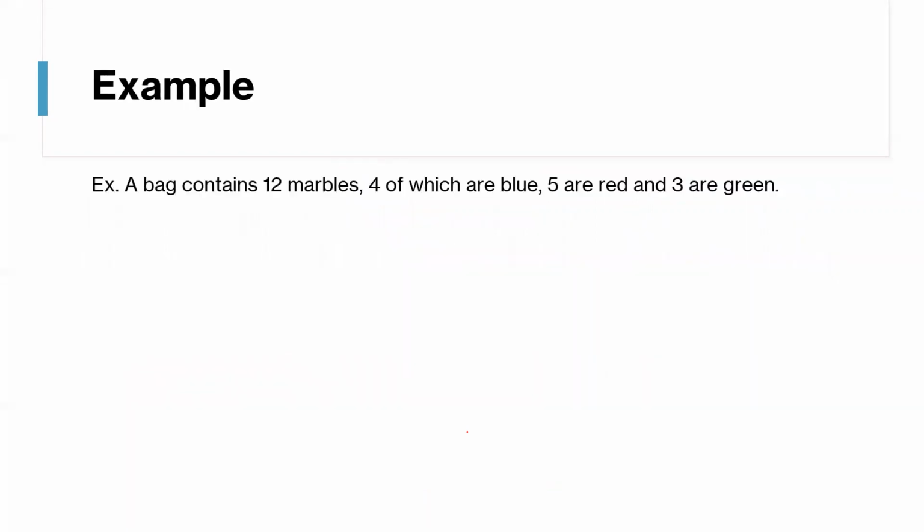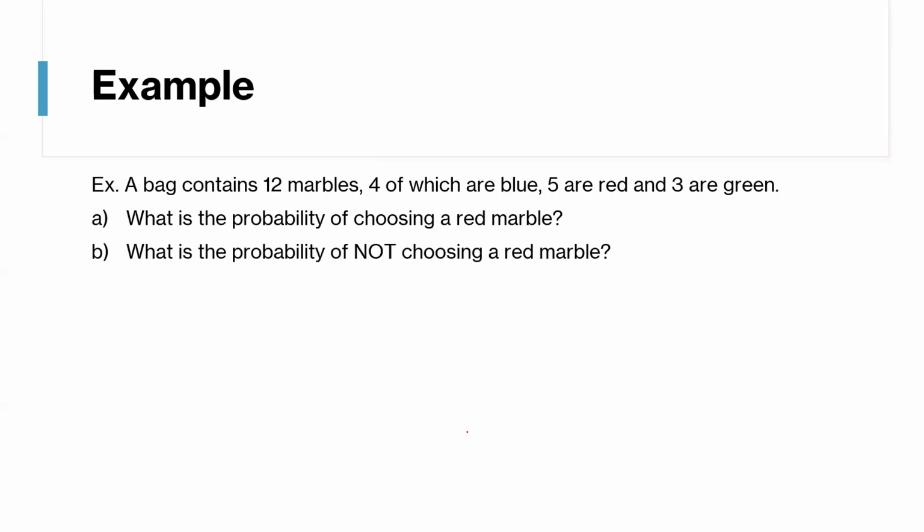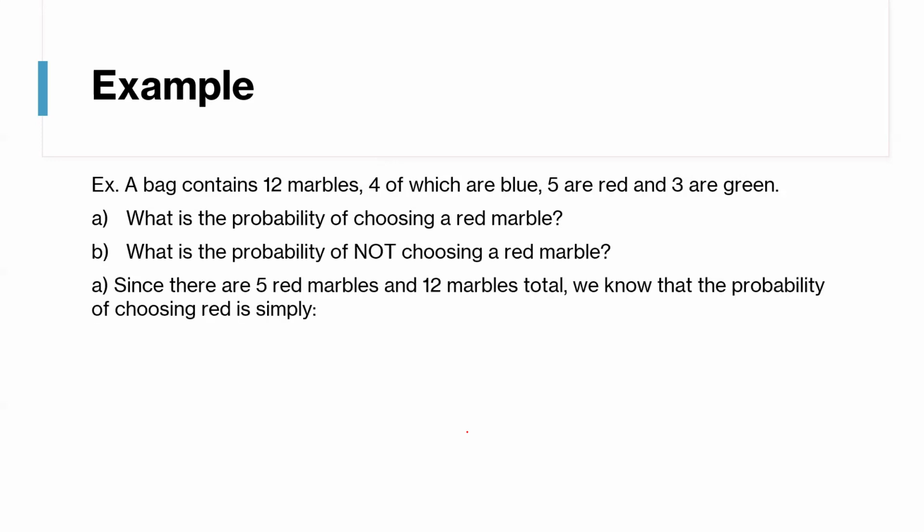A bag contains 12 marbles, 3 of which are blue, 5 of which are red, and 3 of which are green. What is the probability of choosing a red marble? And then the second part, what's the probability of not choosing a red marble? So let's start with the first part. The probability of choosing a red marble is simply going to be 5 out of 12.